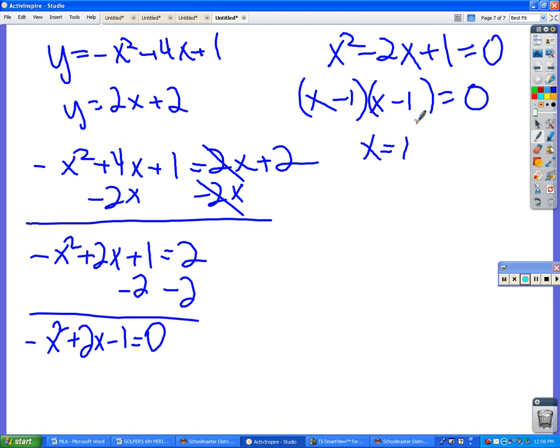Okay? And then to find out the y value, what do I do with that? Plug it into the second one. 2 times 1 is 2 plus 2 is 4. Okay? So does that make sense? So if you factor it and you get the same thing in both parentheses when you factor it, that means there's only going to be one solution. Okay?